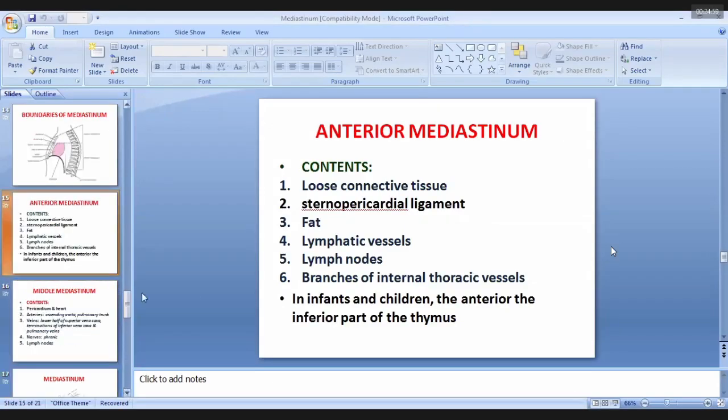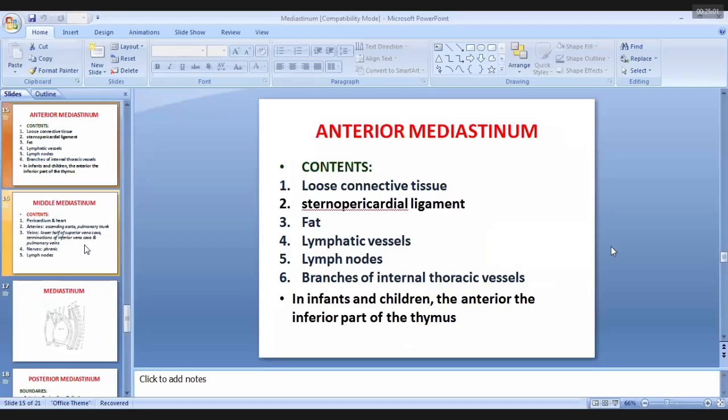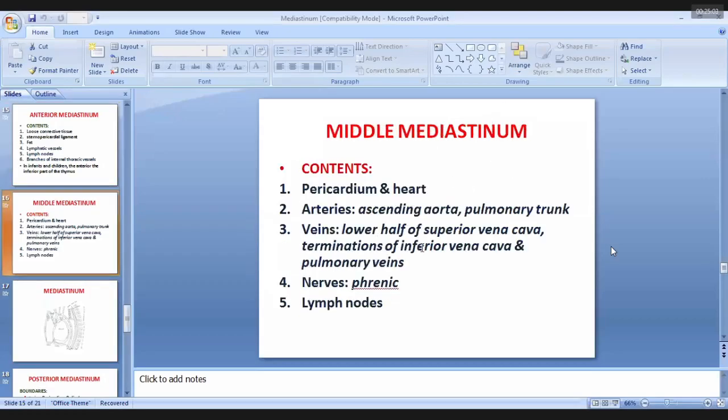Then another subdivision of the inferior mediastinum is the middle mediastinum. The middle mediastinum is composed of the pericardium and the heart, along with the major arteries, the ascending aorta and the pulmonary trunk.